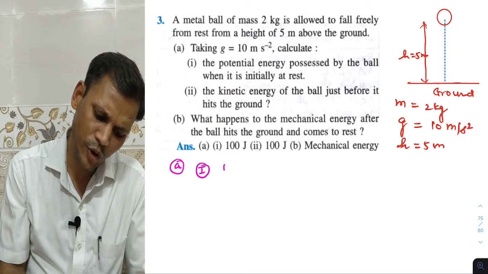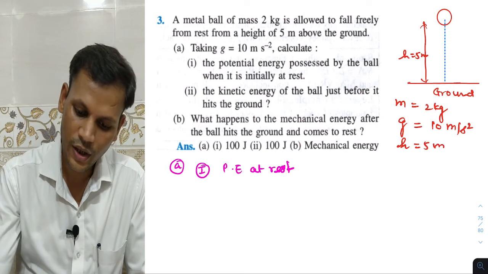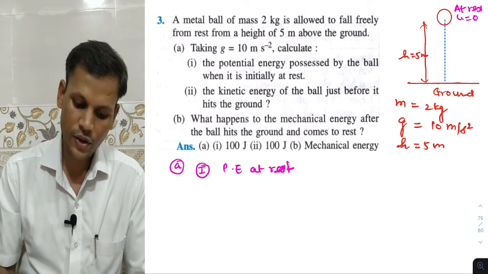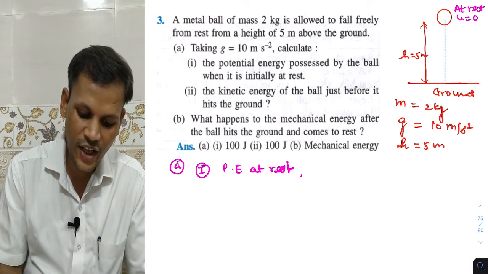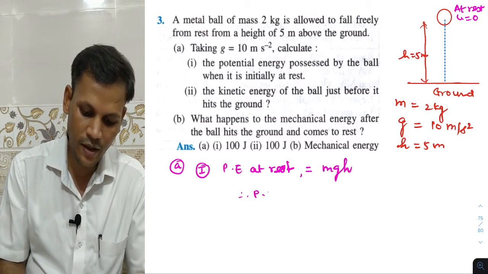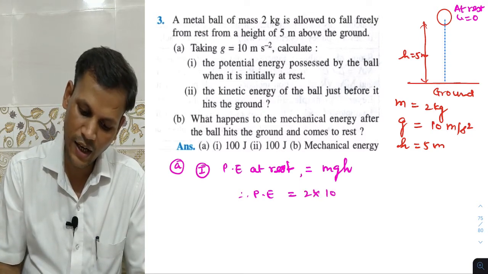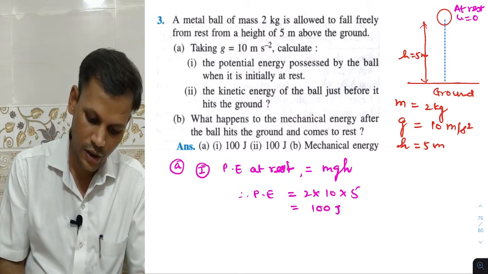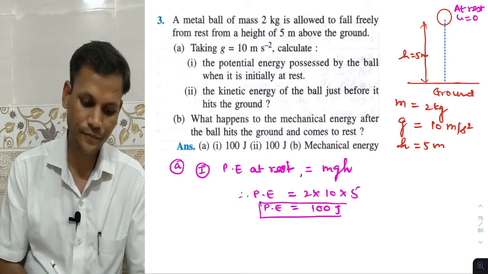So at rest u is 0, so potential energy at rest will be mgh. So potential energy becomes m is 2 kg into g is 10 and height is 5. 5 2s are 10, 10s are 100 joule. It is the potential energy about part A.